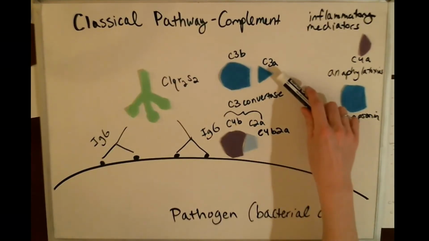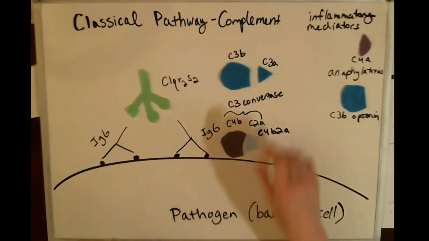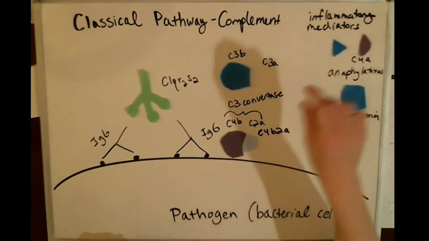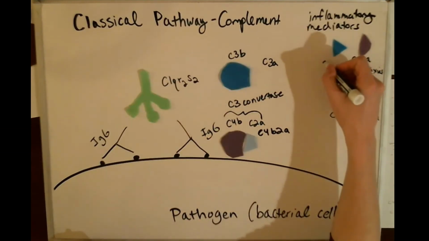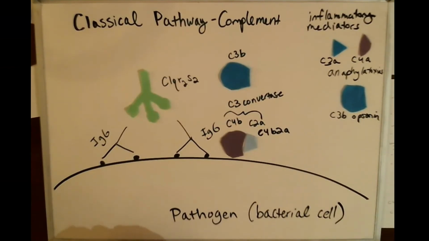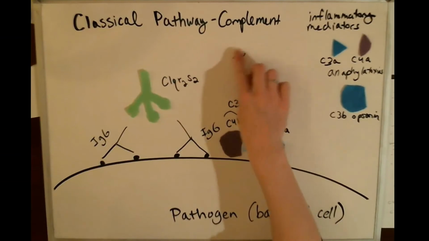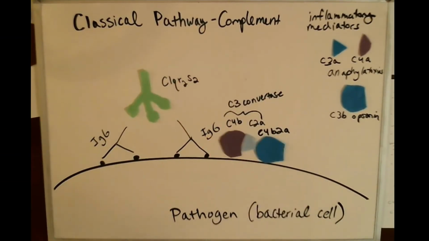So now if we go back to our C3 being cleaved into C3b and C3a, the next thing that's going to happen is we're going to have C3a come over here into our inflammatory mediators section. So C3a is another anaphylatoxin, similar to C4a. And then we're going to have C3b, some of those molecules come down here and bind to the proteins that made up our C3 convertase.